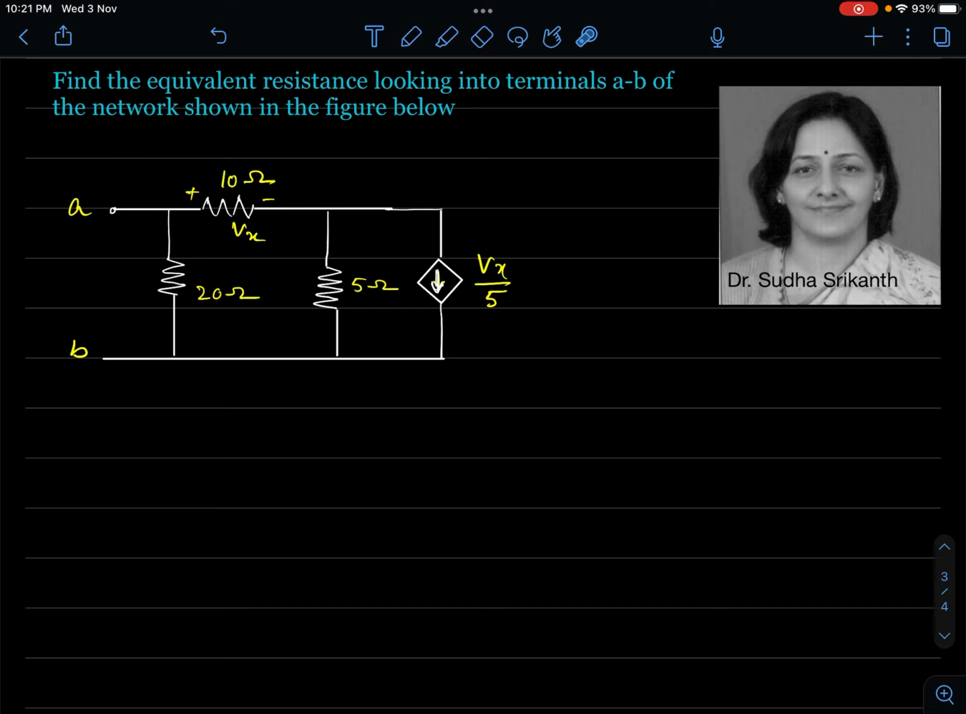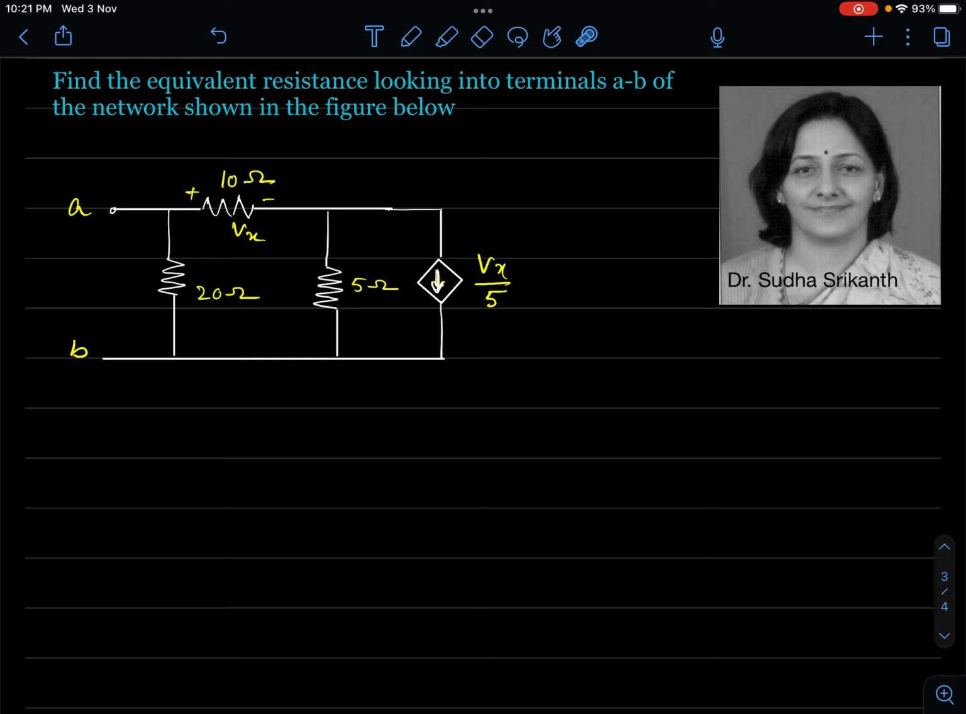The magnitude of this source is Vx divided by 5, where Vx stands for the potential difference across the 10 ohm resistor. So whatever potential difference gets developed across the 10 ohm resistor divided by 5 will give me the magnitude of this voltage dependent current source. Now the question is, how will we get Vx? We have to connect a source between A and B. An independent source has to be connected between A and B. Thereby you will get Vx, and that results in Vx by 5 as a voltage dependent current source. This is about the network configuration. But now our problem is we are supposed to find out the equivalent resistance between A and B.